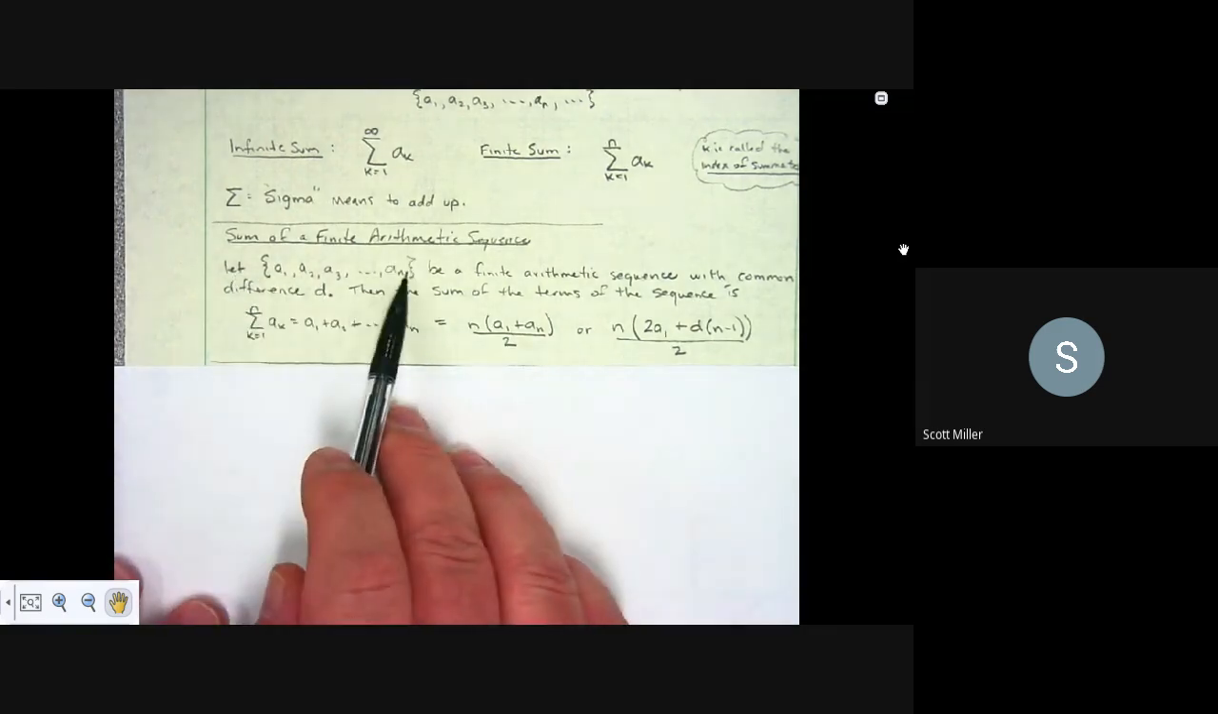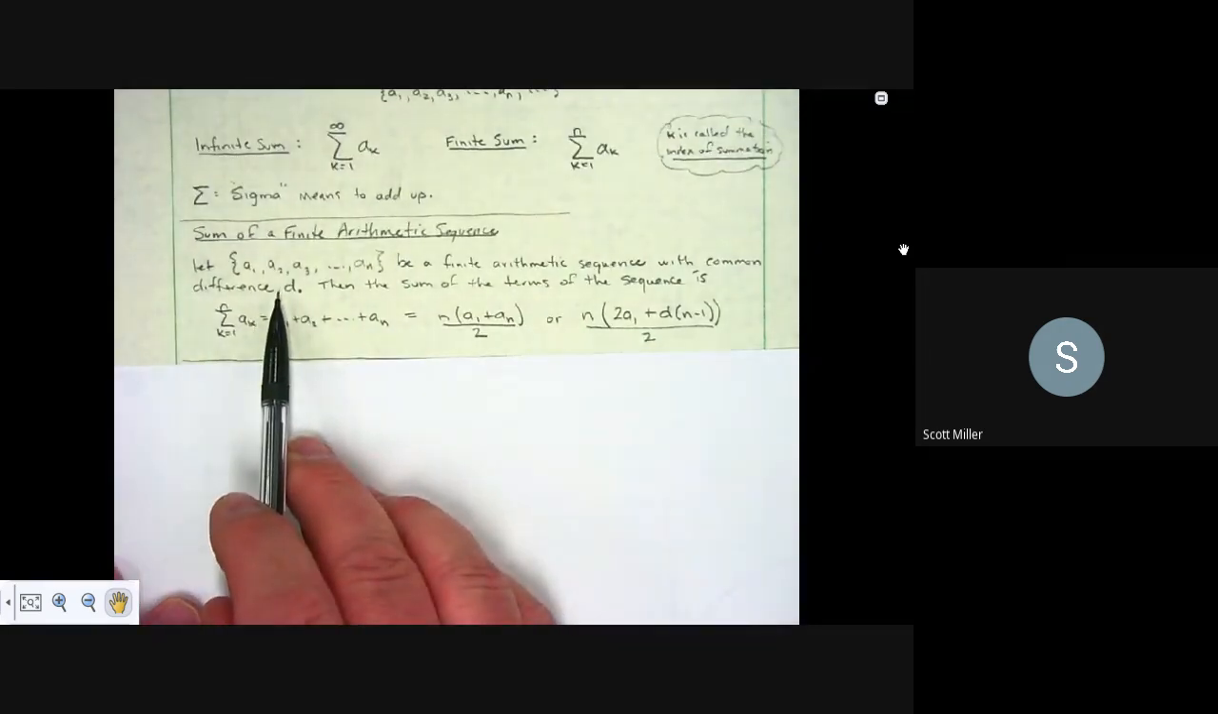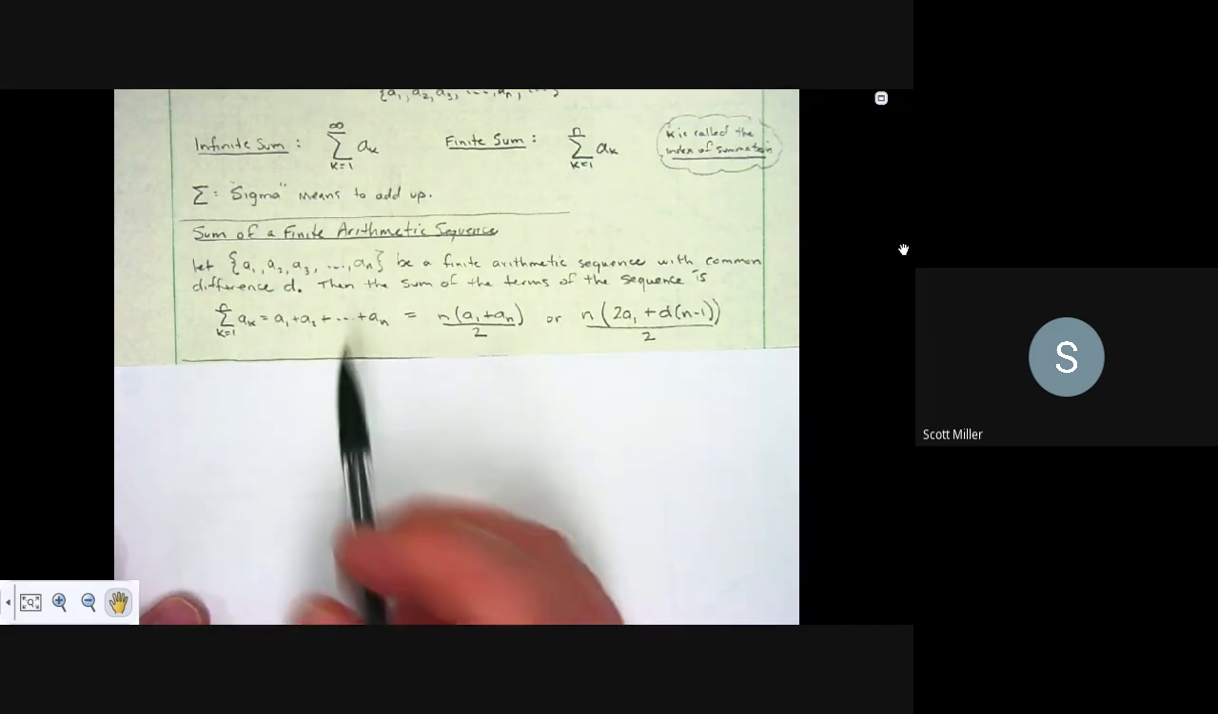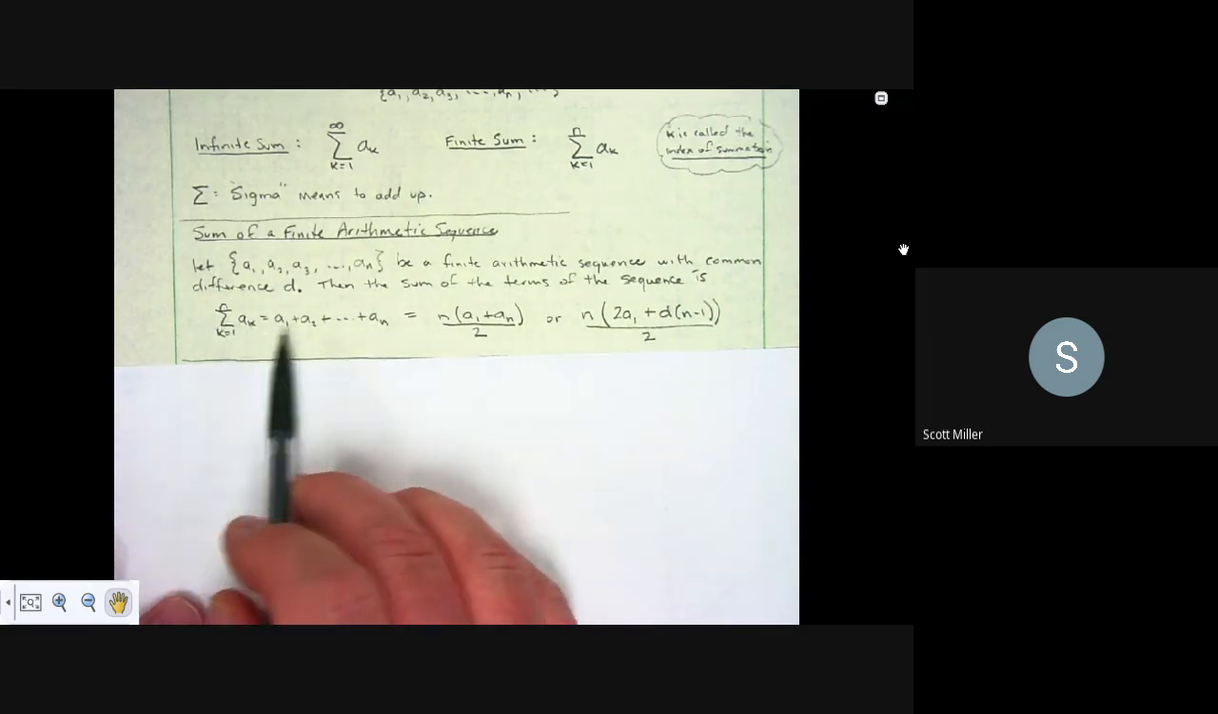Here's a sequence. This is going to be a finite arithmetic sequence. It has a common difference of d. Then the summation right here is the same as this. So again, like I said, plug in 1 for k, then plug in 2 and so forth. So the summation needs to add up all the terms of the sequence. And so how do I add up all these things?